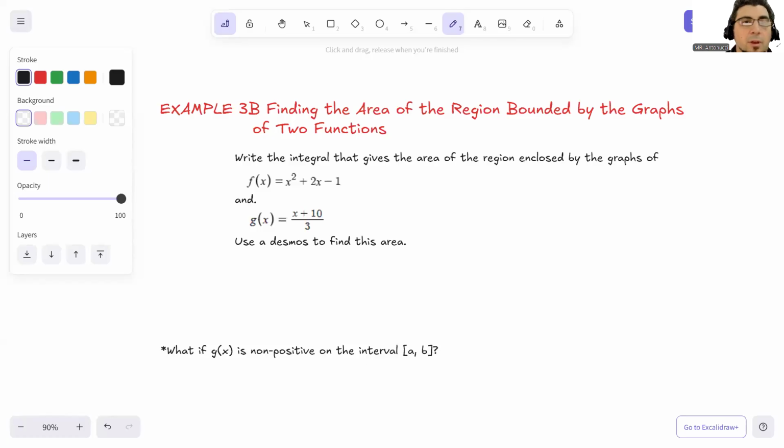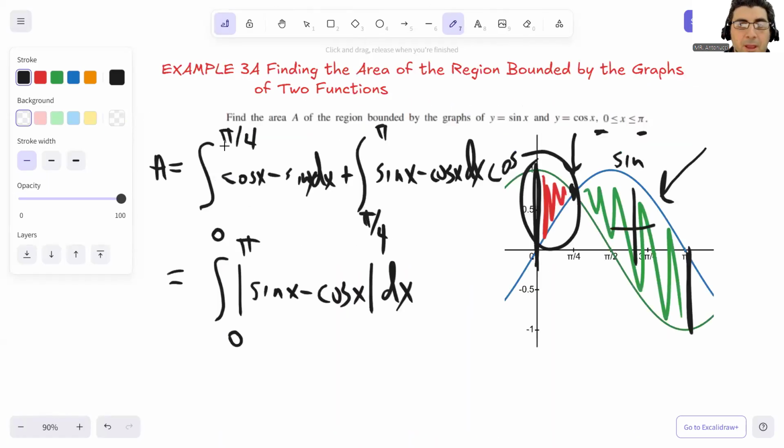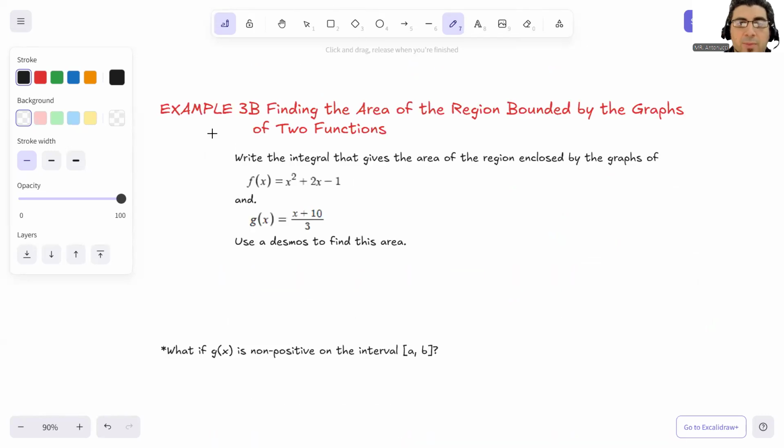Okay? So in example 3, this was example 3a. For 3b, we want to write the integral that gives the area of the region enclosed by these two graphs and use Desmos to find that area. So in order to do this, we need to first figure out what are the top and bottom functions and their intersection points. So first thing I'm going to write down is f of x equals g of x. Since f and g were already defined in the problem, I can write that, and that means I'm going to solve for the intersection points.